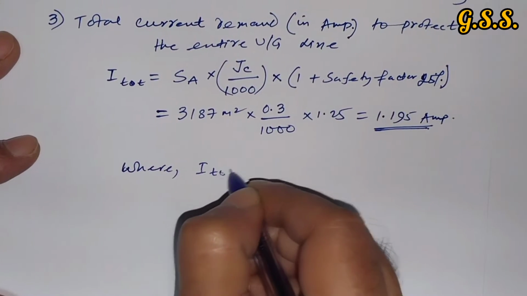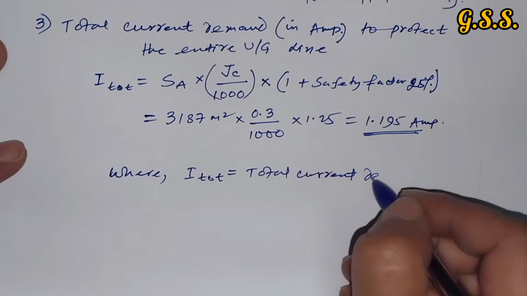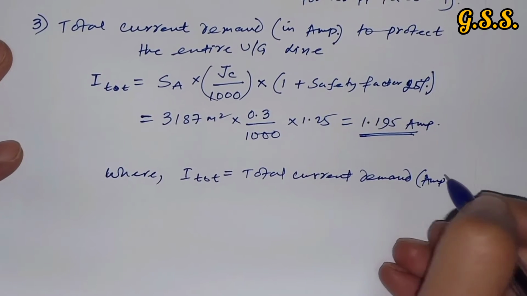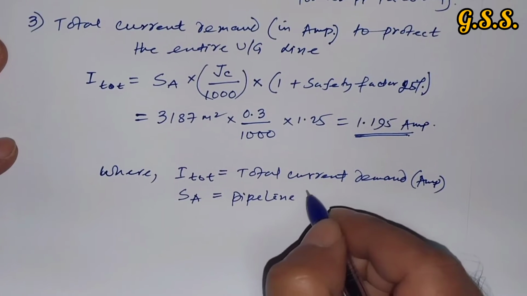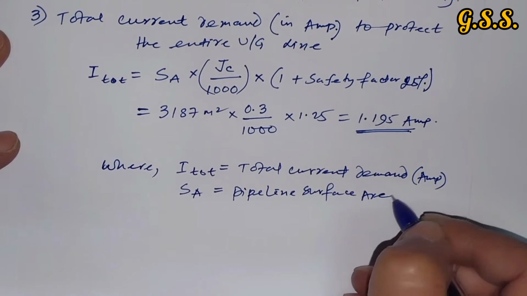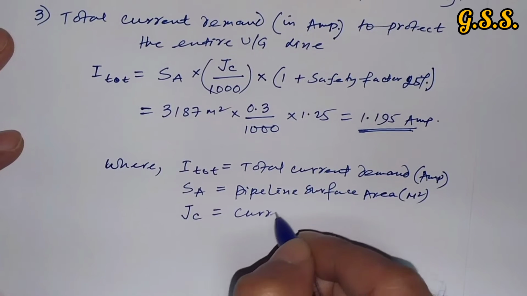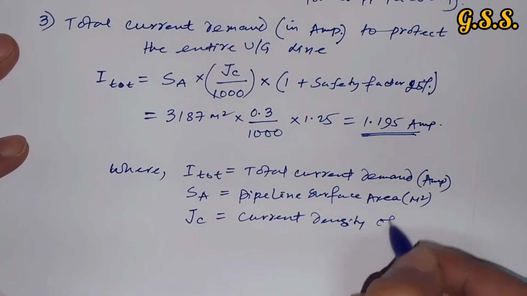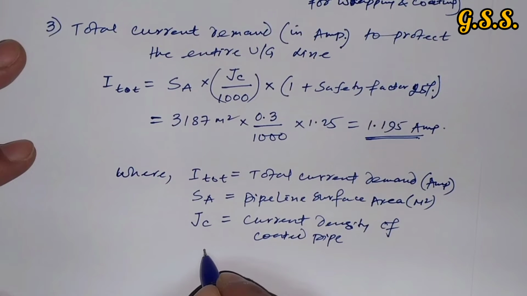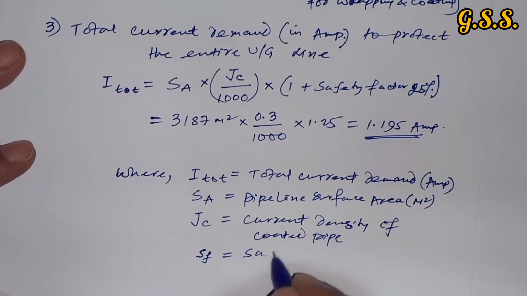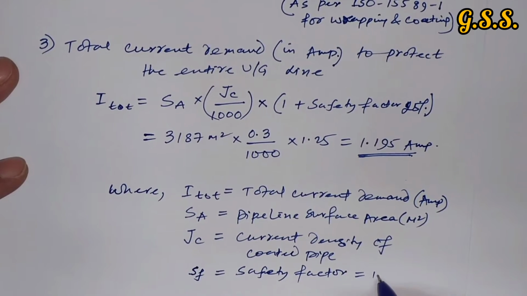Where I total equals total current demand in ampere, SA equals pipeline surface area in meter square, JC equals current density of coated pipe, SF equals safety factor equals 1.25.